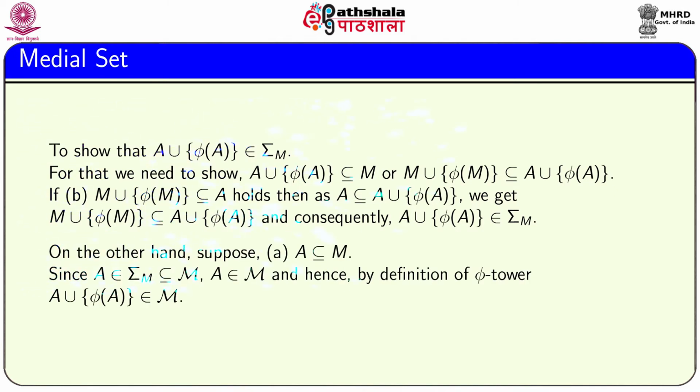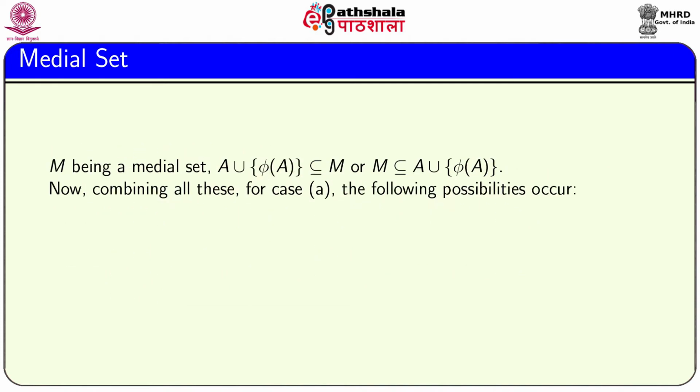On the other hand, suppose condition A, A is a subset of M. Since A belongs to sigma M, which is a subfamily of minimal phi tower script M, A is within script M, and hence by definition of phi tower, A union set phi A is inside script M. M being a medial set, A union the set phi A is contained in M, or M is contained in A union the set phi A.